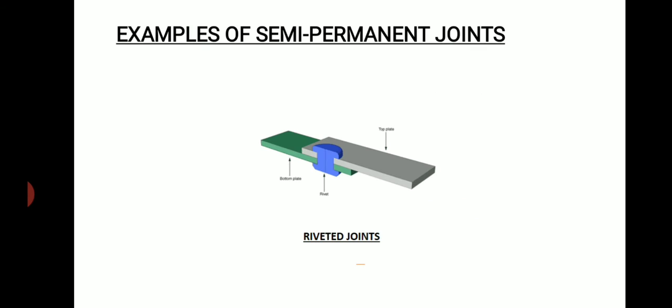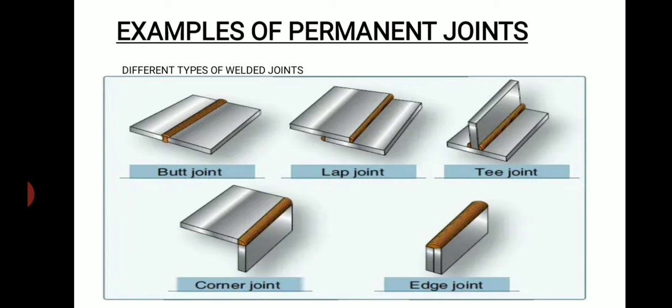Next is your semi-permanent joint. So here you can see a rivet joint which is joining two metal surfaces. The bottom plate and the top plate are joined by riveted joints, and this joint can only be disassembled by breaking this riveted joint. Next is your permanent joint, and you can form a permanent joint by welding, and you can see here different types of welded joints which are permanently joined together.